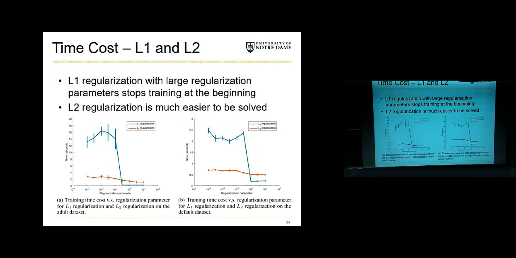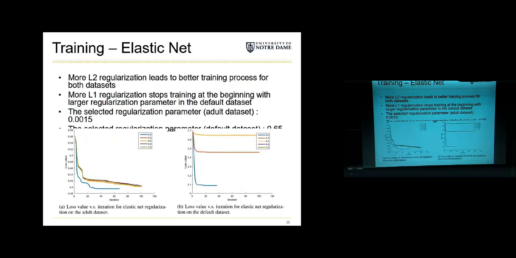The machine can solve the L2 regularization much faster, before the L1 regularization speeds up to solve the problem. And then after we select the parameter, we can go to both the statistics. And we have a larger regularization parameter, and when we use more L1 regularization, it also stops and begins.